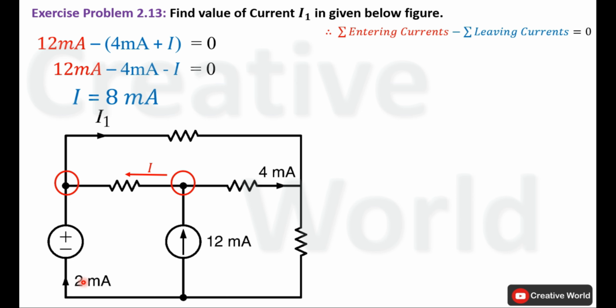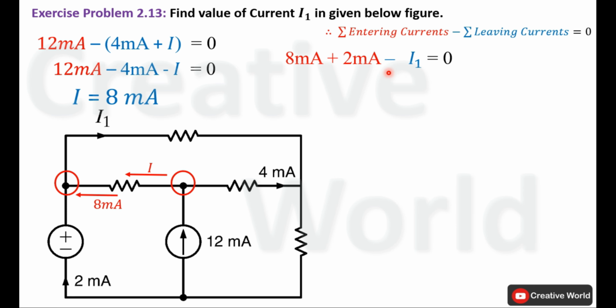On this node 2 mA current is entering and 8 mA current is entering, that is coming from this node. Only one current is leaving, that is labeled as I1, and this is the required parameter we have to calculate. Apply Kirchhoff's current law on this node and write its equation. 8 mA and 2 mA currents are entering while I1 is leaving. So both of these currents will be taken with positive sign and leaving current will be taken with minus sign.